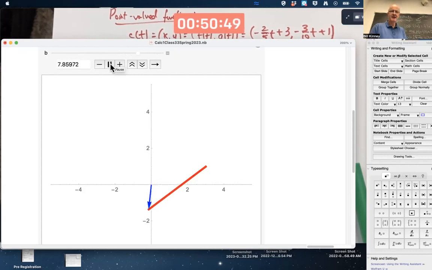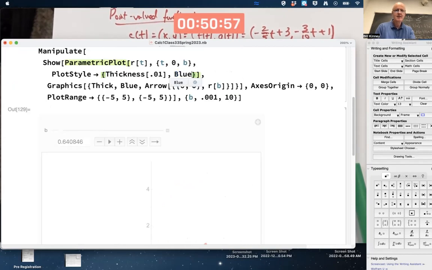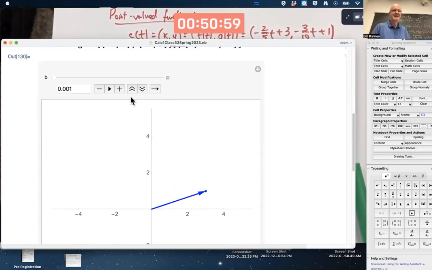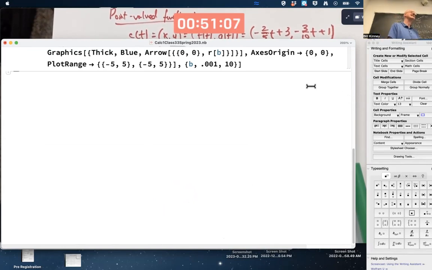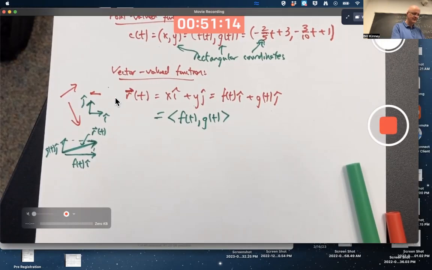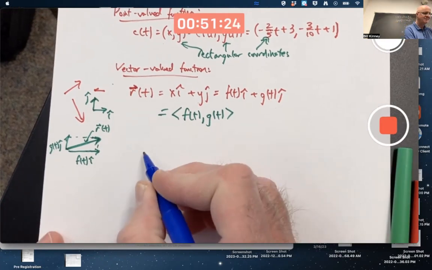It's kind of fun. It's like a blue pen is tracing a red curve. Maybe I should make them both blue. That would be more conceptually nice. Here's something else. I can also add a velocity vector to this picture. What's the velocity vector? It's the derivative of the position vector. What else would it be? How do you differentiate it?